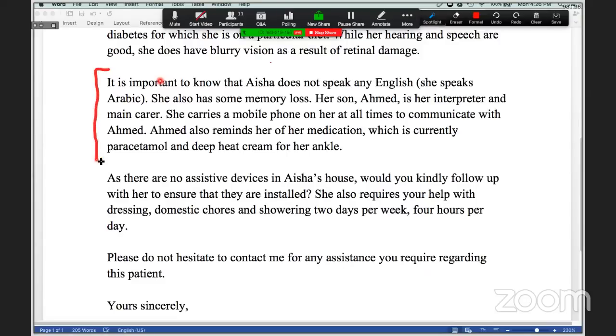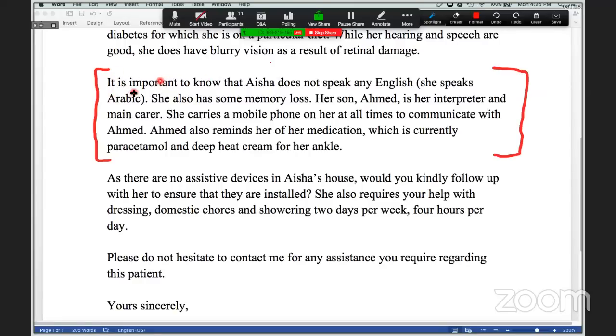Okay, this is an important one because what I've done is I've collected a bunch of case notes together. It says, it's important to know that Aisha does not speak any English. In brackets, she speaks Arabic. She also has some memory loss. Her son, Ahmed, is her interpreter and main carer. She carries a mobile phone on her at all times to communicate with Ahmed. Ahmed also reminds her of a medication, which is currently paracetamol and deep heat cream for her ankle.